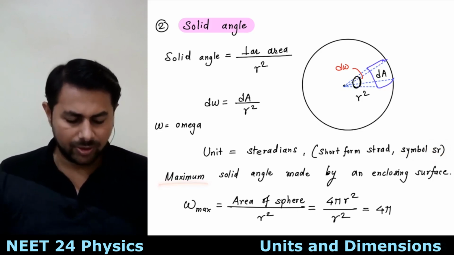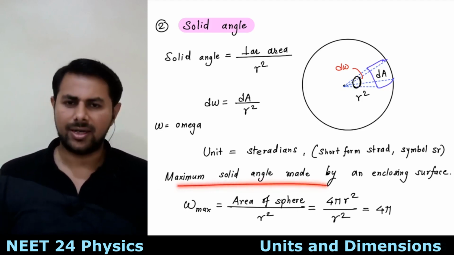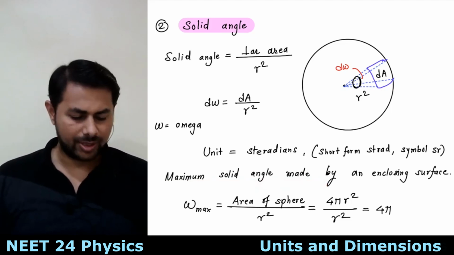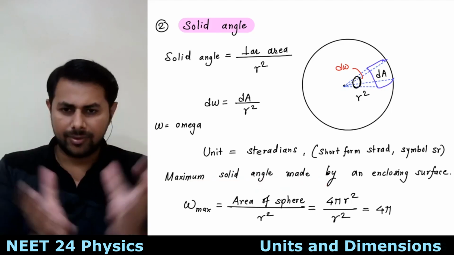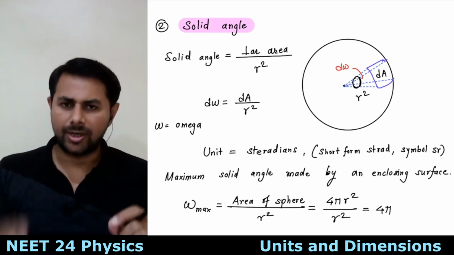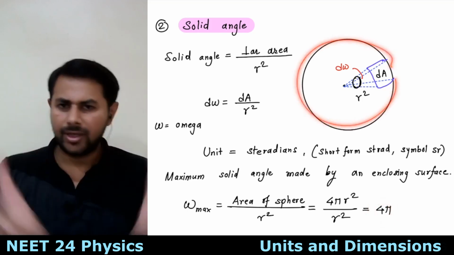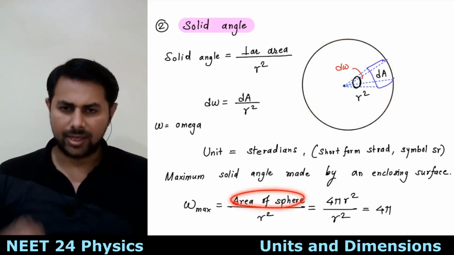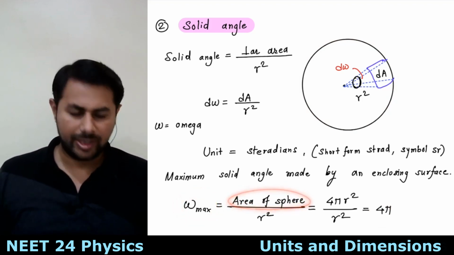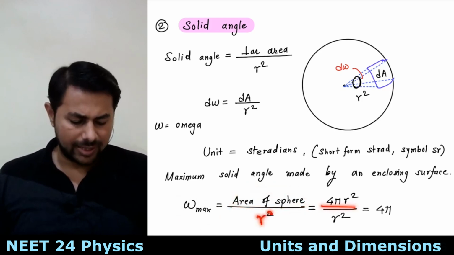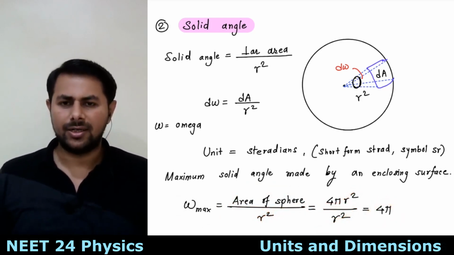Then the maximum solid angle, just like we saw the maximum plane angle, the maximum solid angle made by any surface, not just a sphere, a surface which encloses a point, will subtend a maximum solid angle equal to 4 pi. How is it so? Suppose you have a sphere. For omega max, the maximum solid angle, take the whole surface area of the sphere, that is 4 pi r square, and divide by r square, which cancels out, and the maximum solid angle that you get is 4 pi.